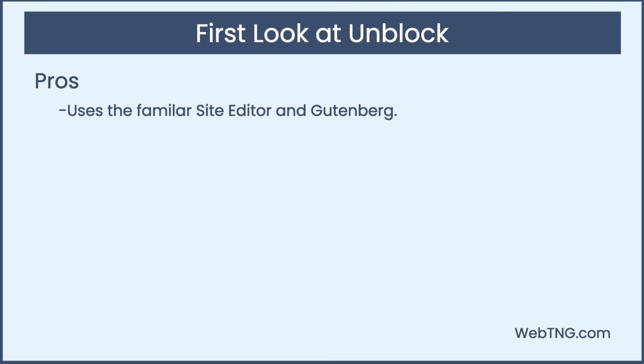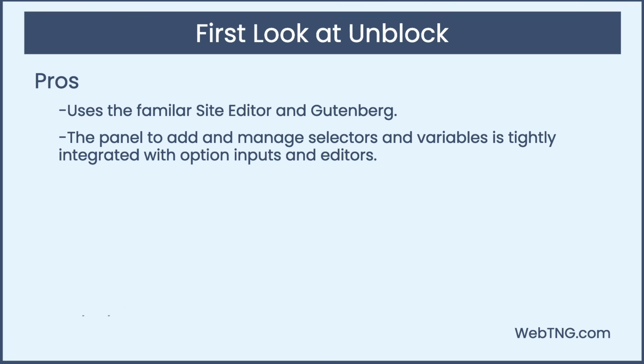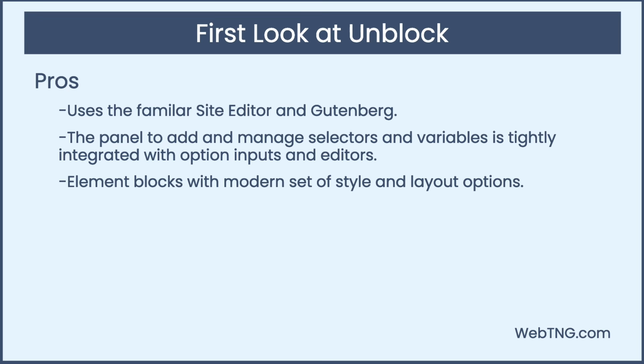So some pros and cons. Pros first. Unblock is tightly coupled, leveraging the site editor for templates and the block editor layout that people are already familiar with. The panel to add and manage your variables is tightly integrated into WordPress and Gutenberg and to the option inputs and editors. There's a good set of block style and layout options, something we've come to expect now from modern builders, but that we don't usually see inside of Gutenberg.